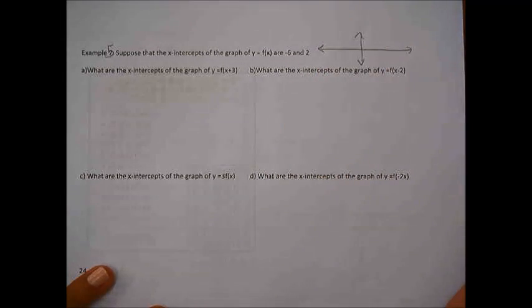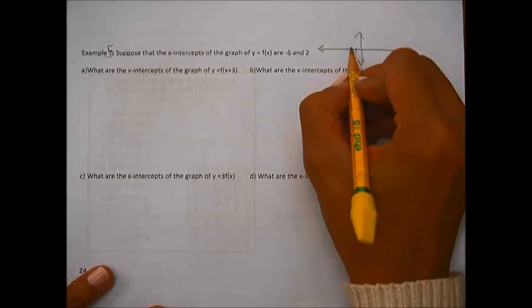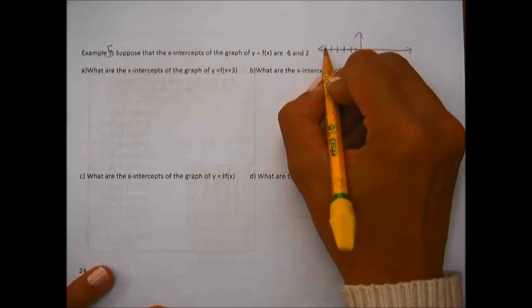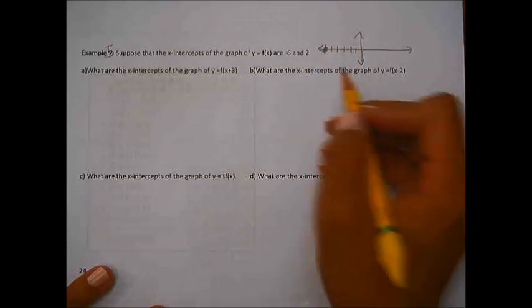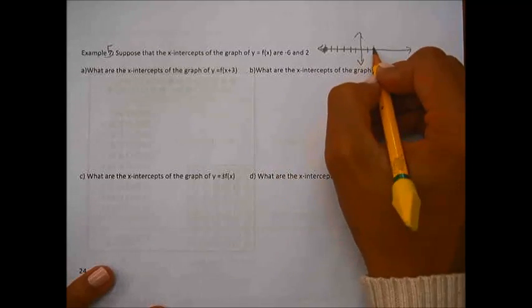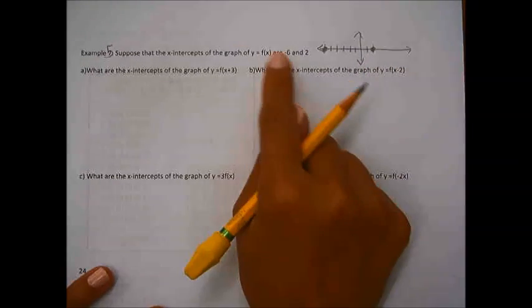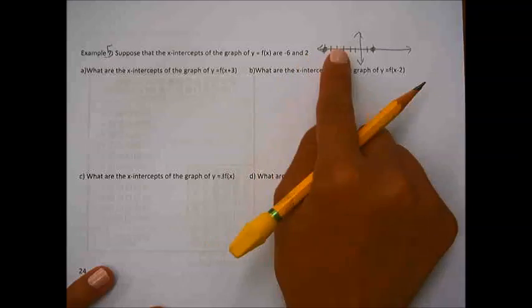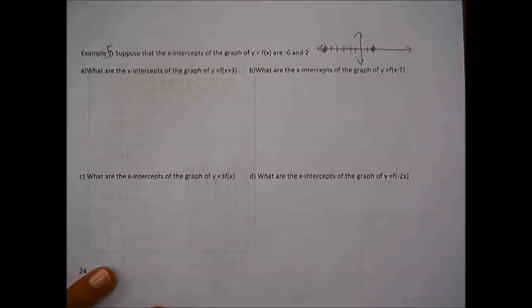Doesn't matter what y is. All I know is x. 1, 2, 3, 4, 5, 6. My first x-intercept. Second intercept is 1, 2. We got 2 of those. Okay, it said so. x-intercepts are -6 and 2. I got 2 dots.